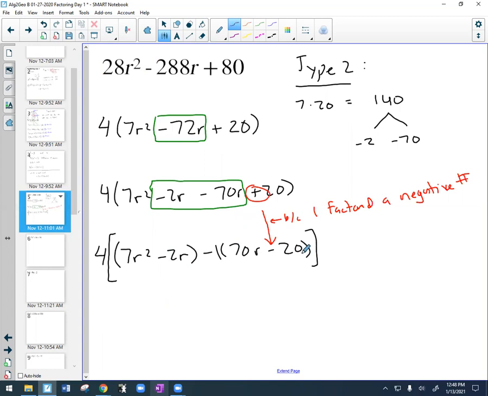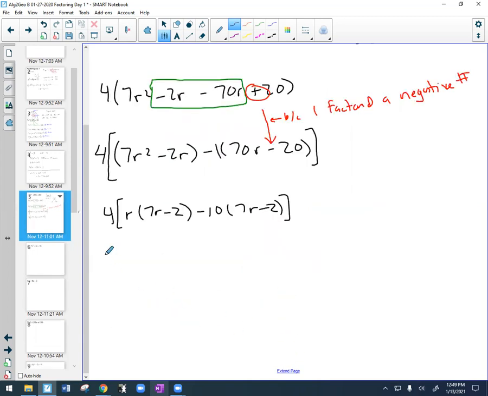Now, this was my grouping step. Now I'm going to do my first factoring step. Common to 7r squared and 2r is just r. Common to these two, 70r and 20, I think it's 10. So 7r minus 2. And happily, the 7r minus 2's match. My last step is to take the two things on the outside, r and negative 10, and the two things on the inside, 7r and negative 2.